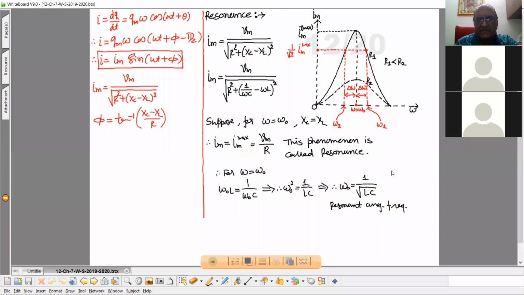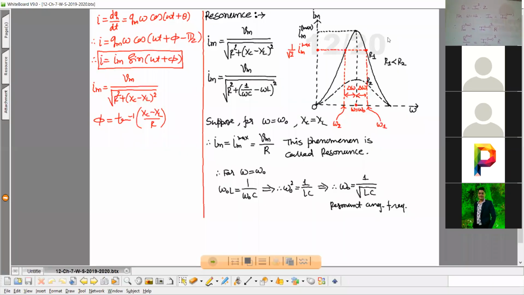Okay, see, here Pm, that is Im square into Z. Now for omega equal to omega 0, Im becomes maximum, so that is Im maximum, and Z becomes R, because XL is equal to XC so they cancel. So now Pm maximum is equal to Im maximum whole square into R.